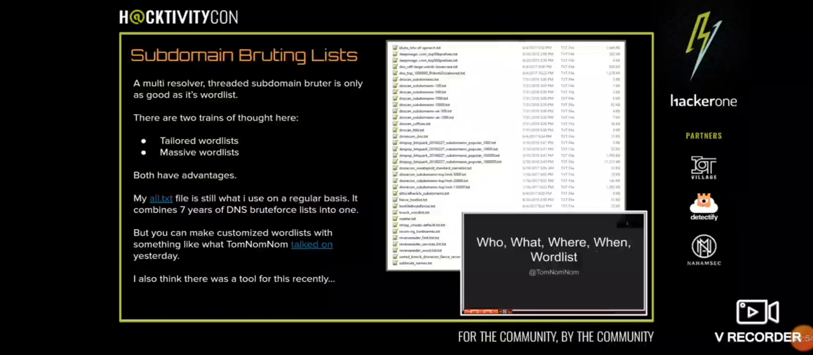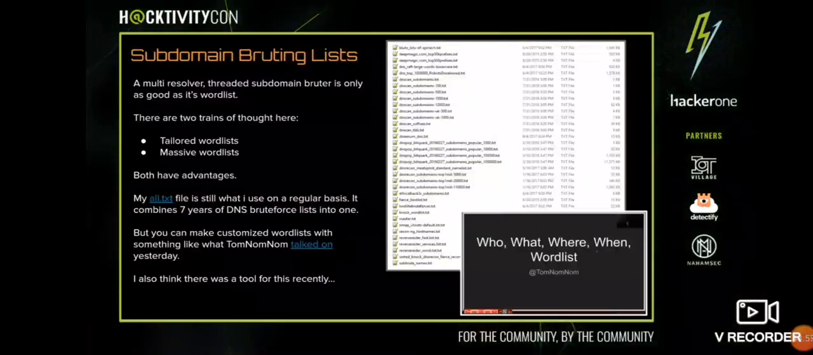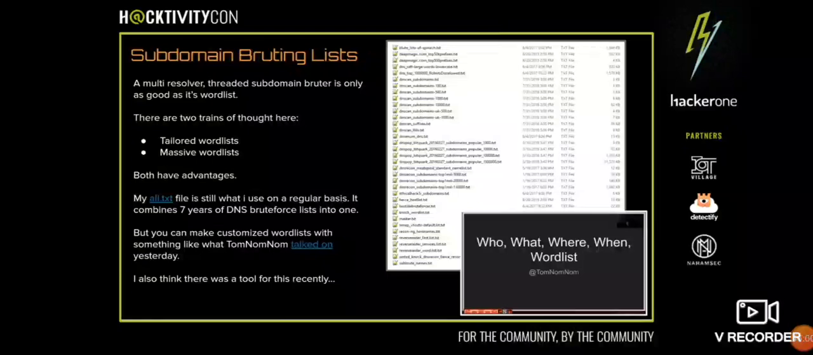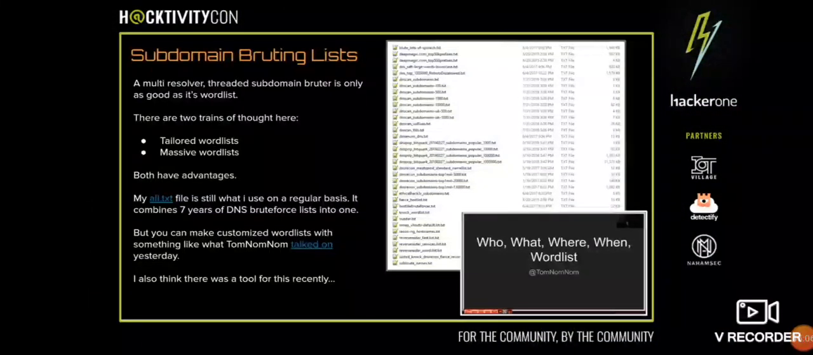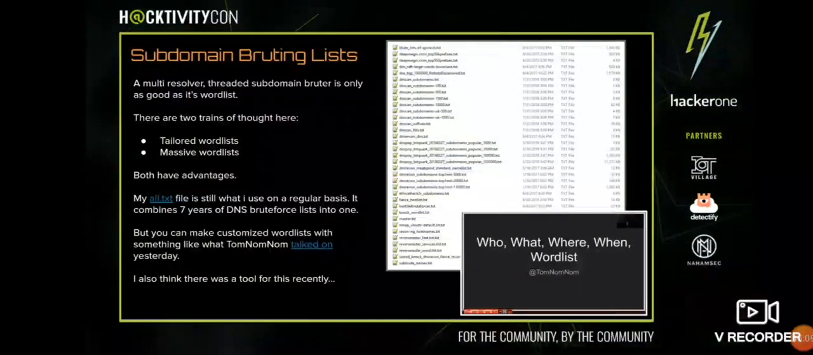Okay, so we've brute forced, and we identified some brute force tools that you can use that are infinitely faster because of their multi-DNS resolver architecture. Now, we want to talk about how they're only as good as the lists you provide them, right? And that's true. So you have to give them a word list. There are two trains of thought here on word lists.